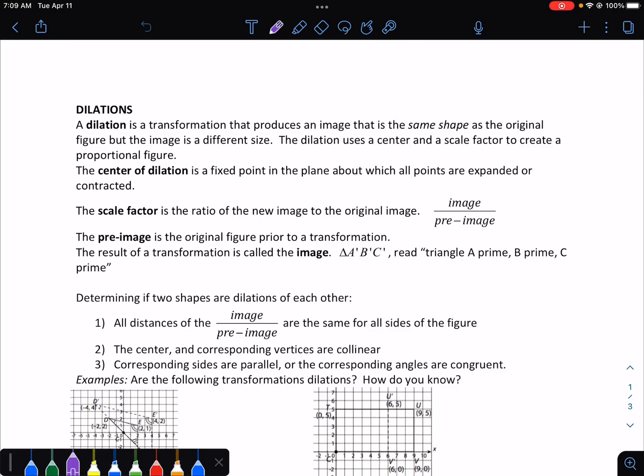We're going to look at creating dilations in a coordinate plane. Now, to remind you, a dilation is the same shape, but it has a different size. Okay? So that's an important thing to remember. It's also important to remember that on a dilation you have a center. So that center, all of the points of the shape are expanded or contracted or reduced from that.